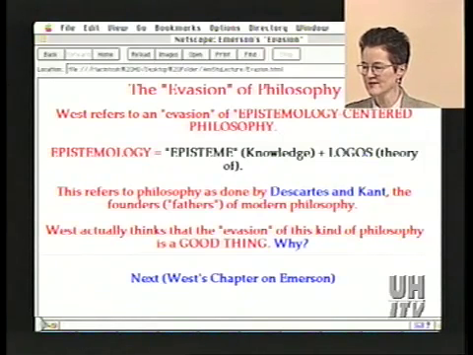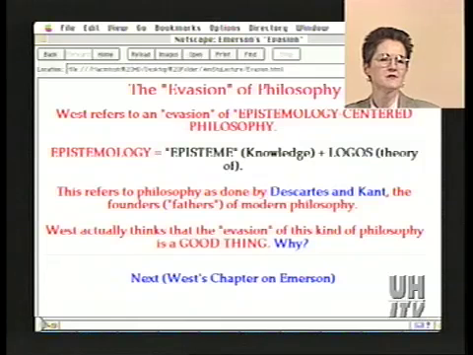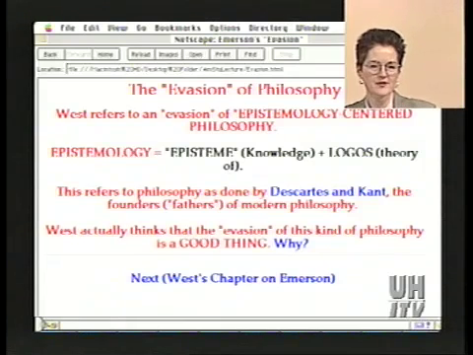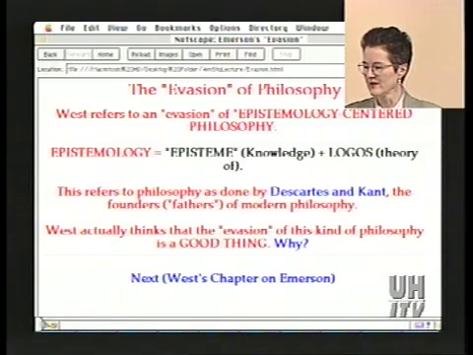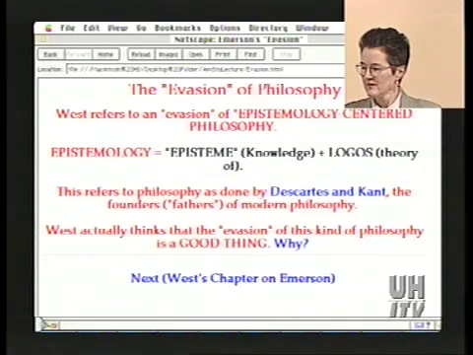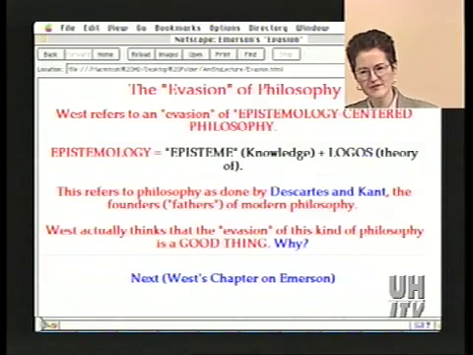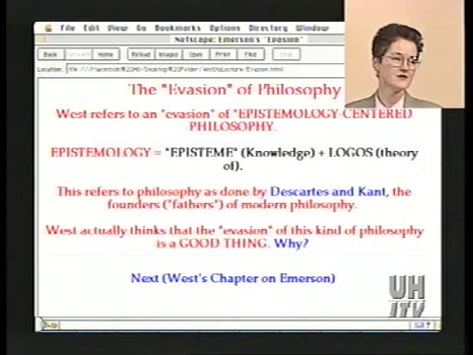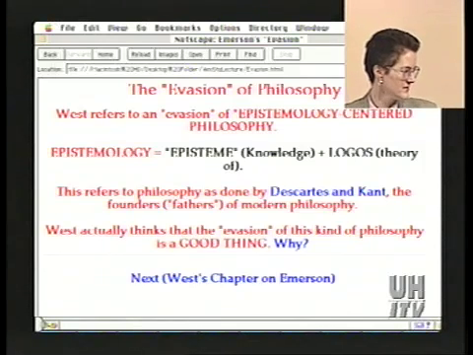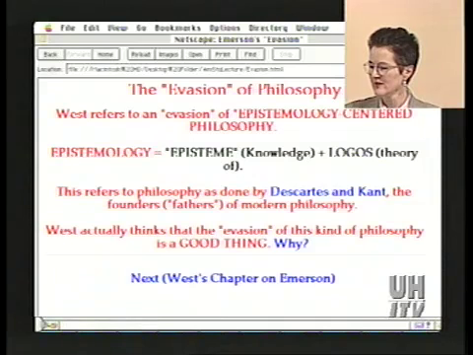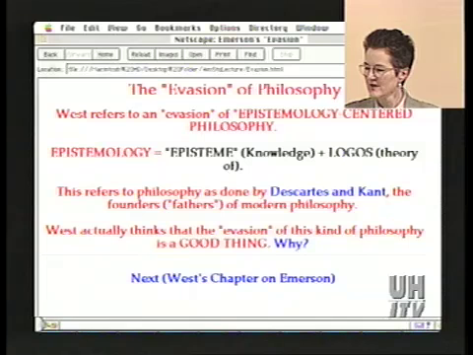It's epistemology-centered. The term epistemology you may not be familiar with. It derives from two Greek roots, episteme and logos, and it refers to the theory of knowledge. This is a kind of philosophy or an approach or an emphasis in philosophy that I would say is paradigmatic of modernism. So we want to take a minute here and look at the people who were the proponents of this kind of philosophy, and those are Descartes and Kant.